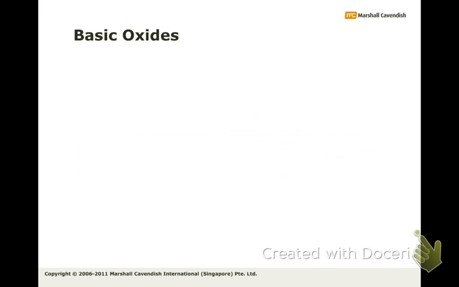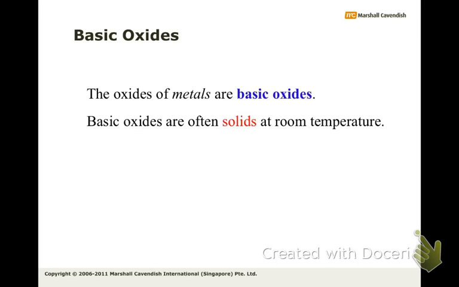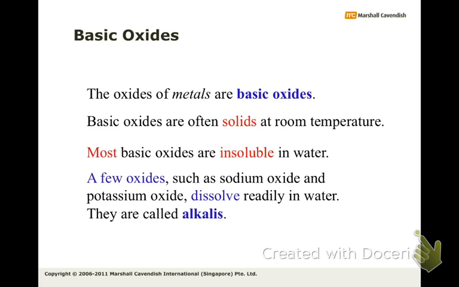Now the next one is what you call basic oxides. A lot of people tend to remember oxides as basic oxide. That's about it. They forgot about acidic oxide, amphoteric oxide, and neutral oxide. So basic oxides, as its name implies, are metal oxides and they act as bases. Basic oxides are often solids at room temperature. That's because they are ionic compounds, so they have high melting point, high boiling point, and they are usually insoluble in water. A few of these oxides actually dissolve in water, sodium oxide and potassium oxide.